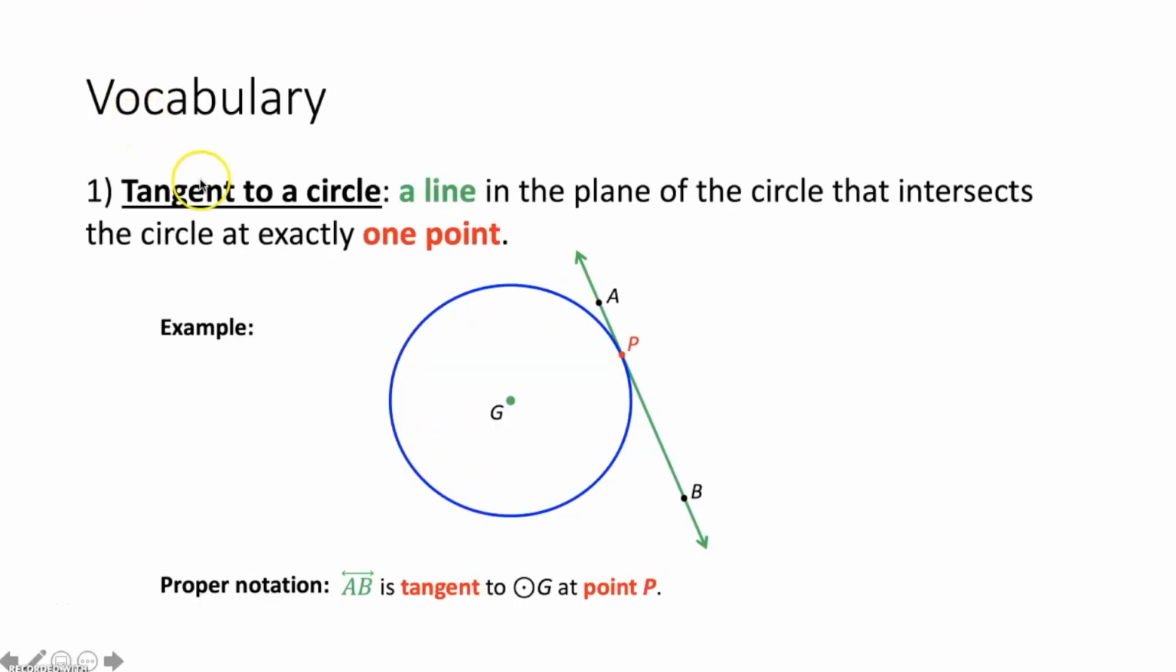First vocabulary term is tangent to a circle. That would be a line in the plane of the circle that intersects the circle at exactly one point. So take a look at our example down here. We have circle G and we have line AB or BA. Now notice, line AB or BA intersects circle G at exactly one point, point P. Therefore, we can say that line AB or BA is tangent to circle G at point P.